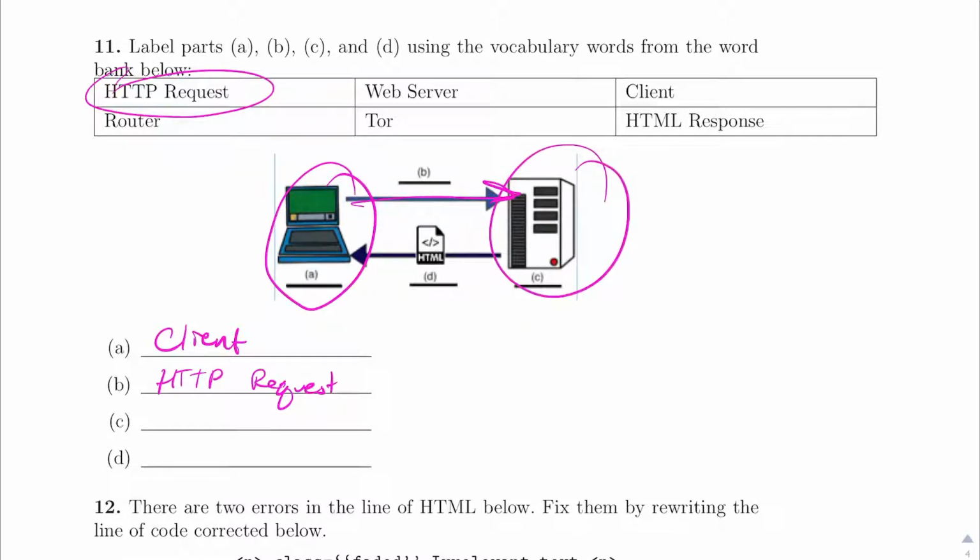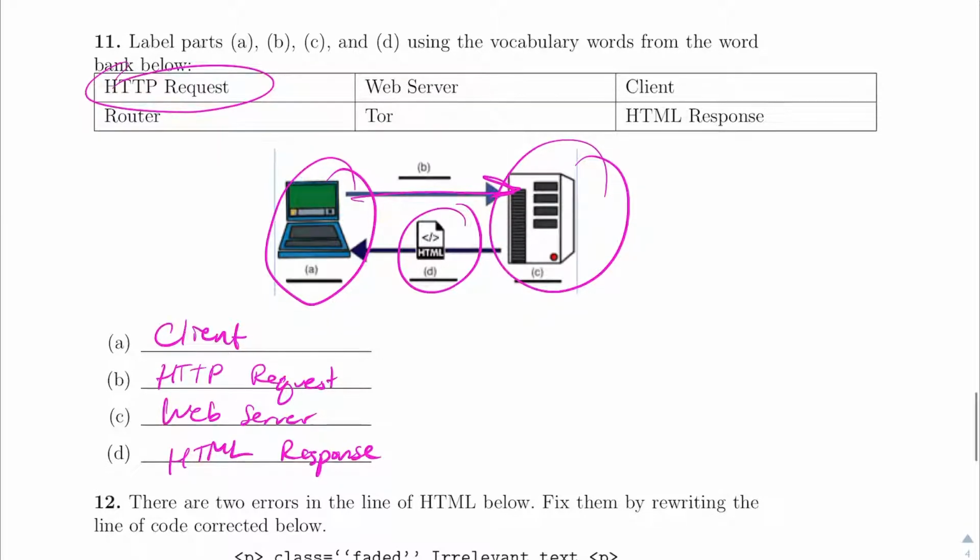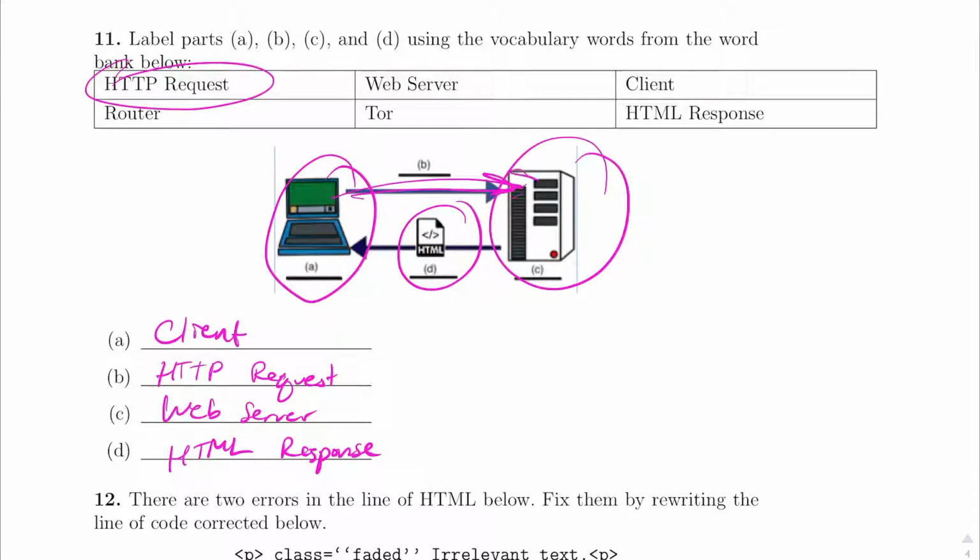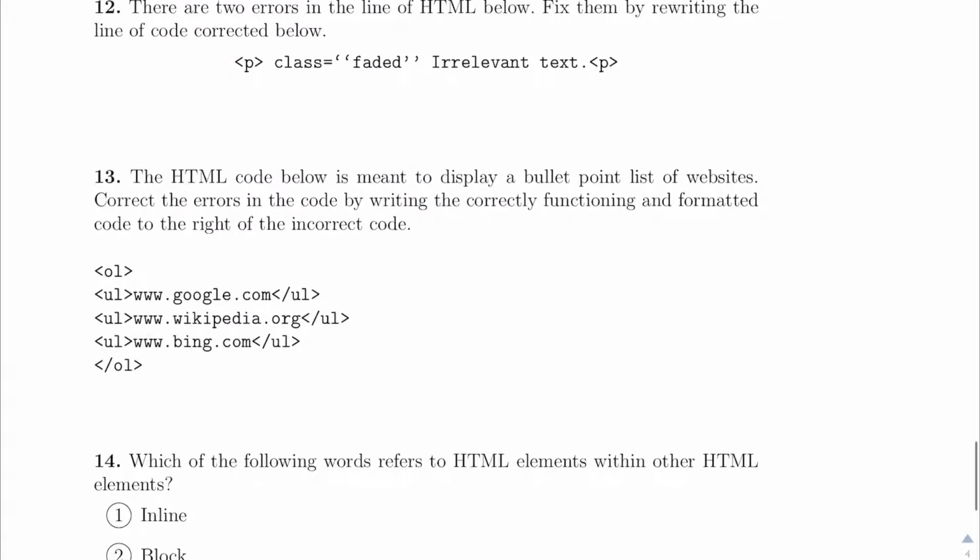The web server replies back with an HTML document, which is called the response. And this process is actually how the internet works. We send a request, the server sends the HTML back, and then our browser loads the web page based on this HTML code.